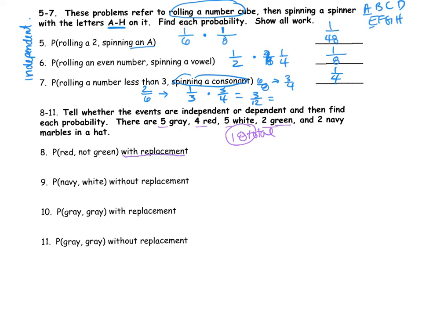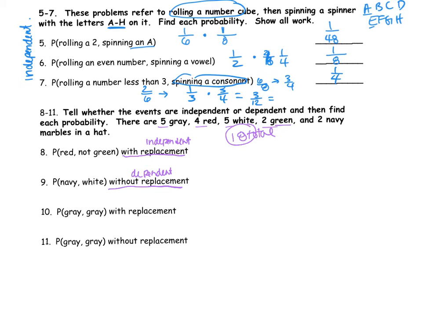So let's talk about the words with replacement and without replacement. With replacement means you're pulling out a marble and then you're putting it back in. Without replacement means you're pulling out a marble and leaving it out. Okay? So with replacement is always independent, whereas without replacement is always dependent. Because if you don't replace it, your odds change.